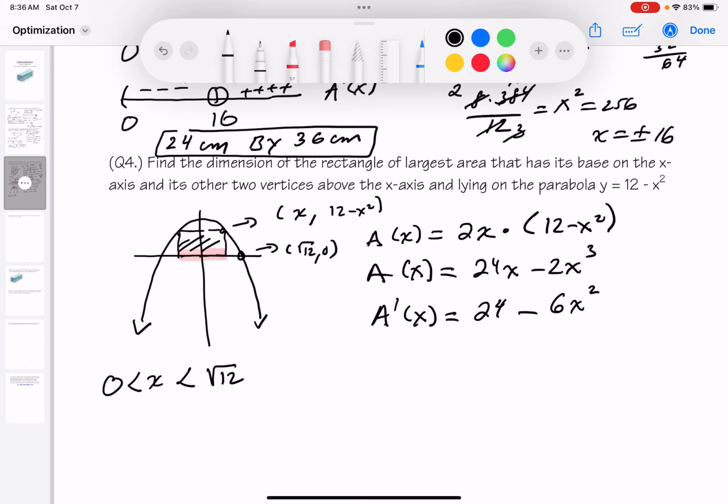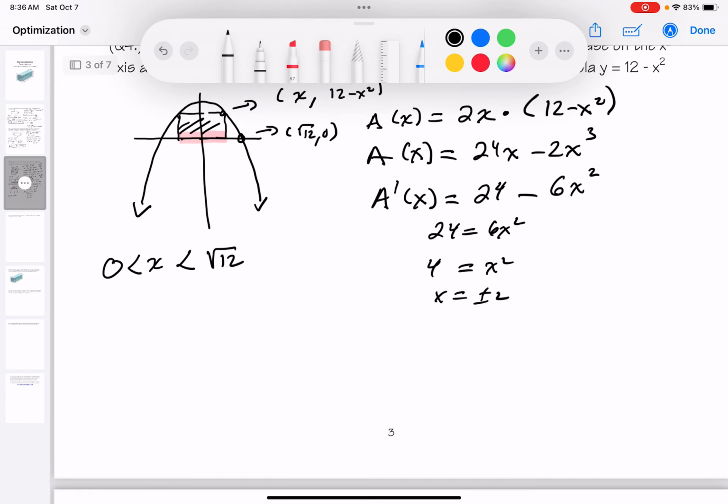I'm kind of looking at that. It doesn't look that bad, actually. It's 24 would equal 6x squared. And that would be 4 equals x squared. And x would equal plus or minus 2. Right, I know minus is not a possibility, though. Put my analysis down between 0 and root 12. And I got the x to be 2. I'll put it over here somewhere.